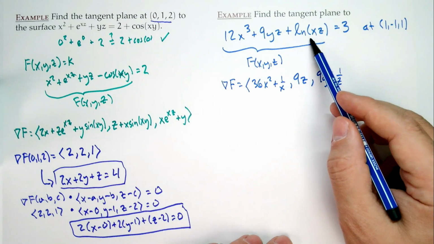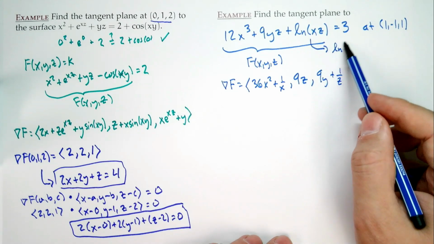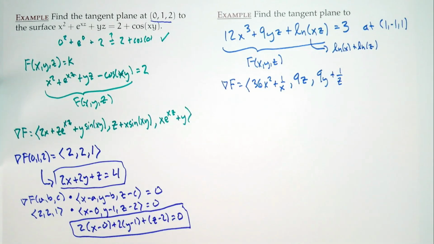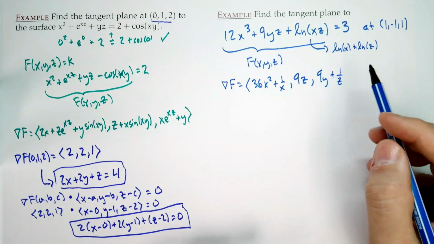Now, on a side note, we could have said, hey, log of xz. You could have said that's log of x plus log of z. And then you're like, okay, so yeah, 1 over x, 1 over z. So that's not so surprising.